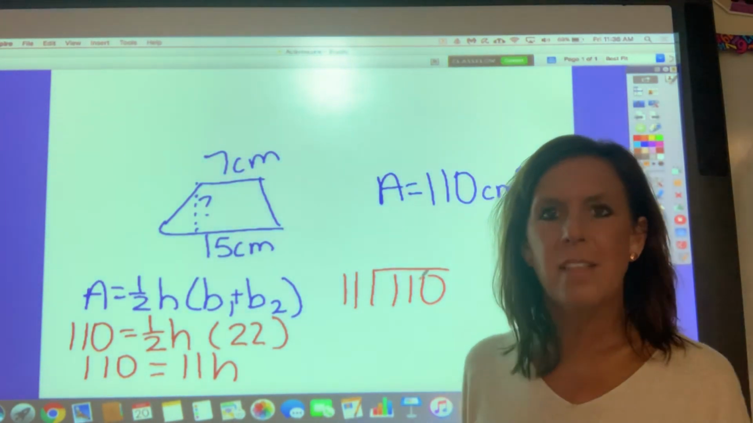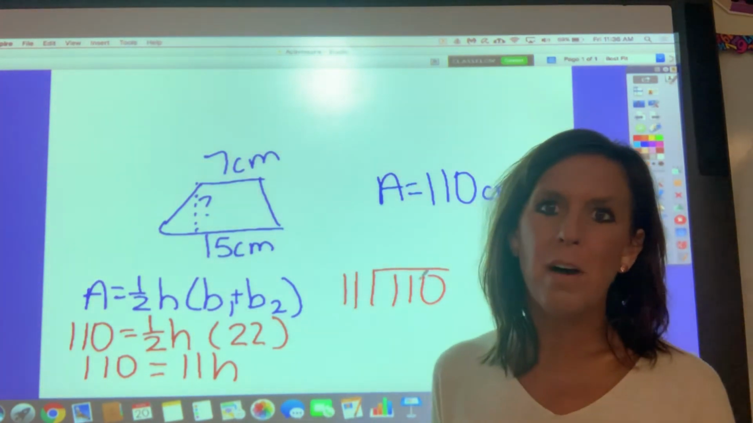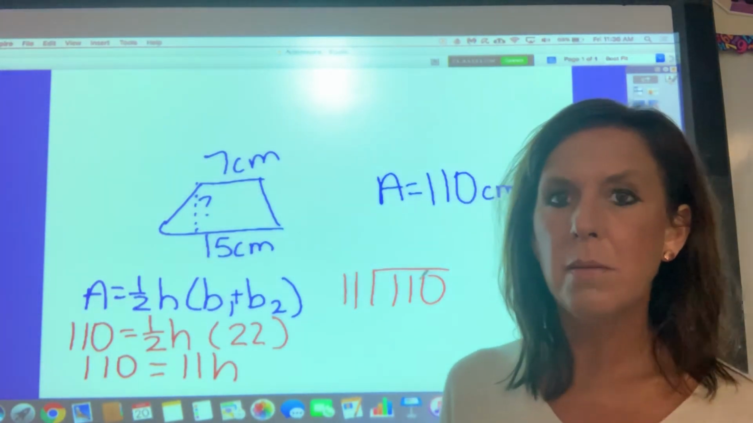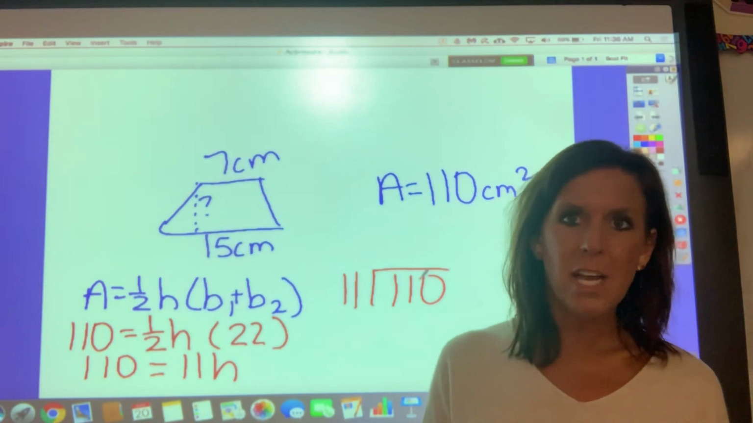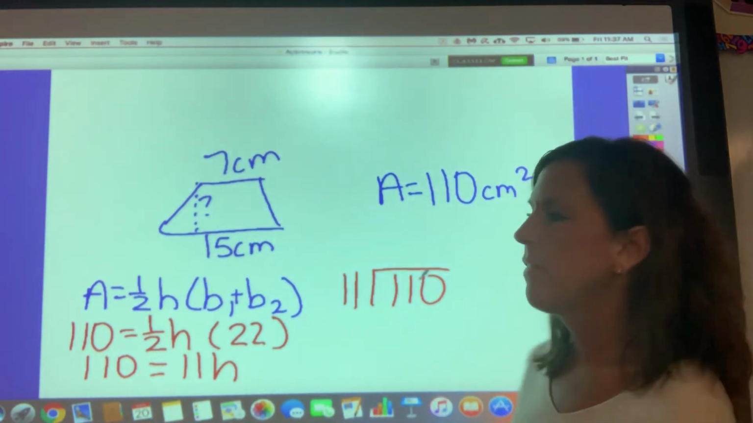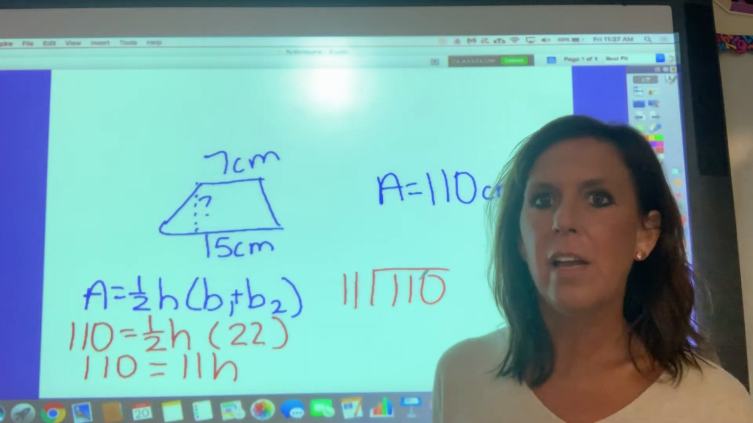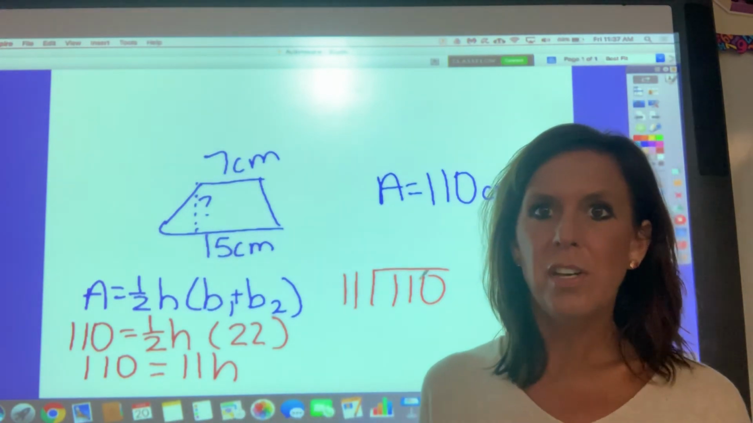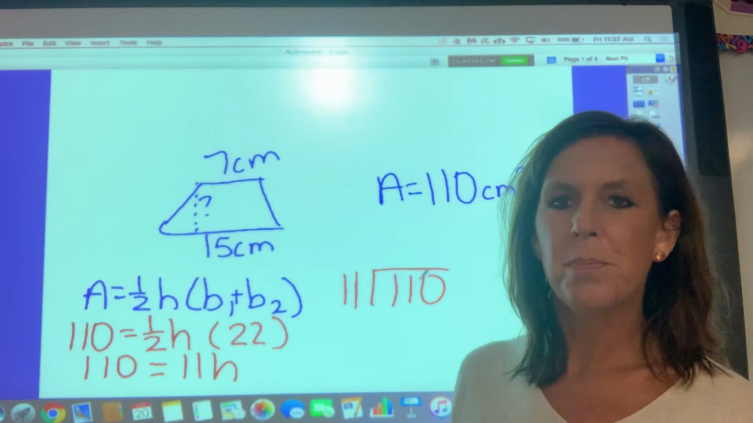So I think that's everything that we need to know about finding the area of parallelograms. Remember, the area of a parallelogram is base times height. And then for finding the area of trapezoids, you will use area equals half the height times the addition of the two bases. So there we go.